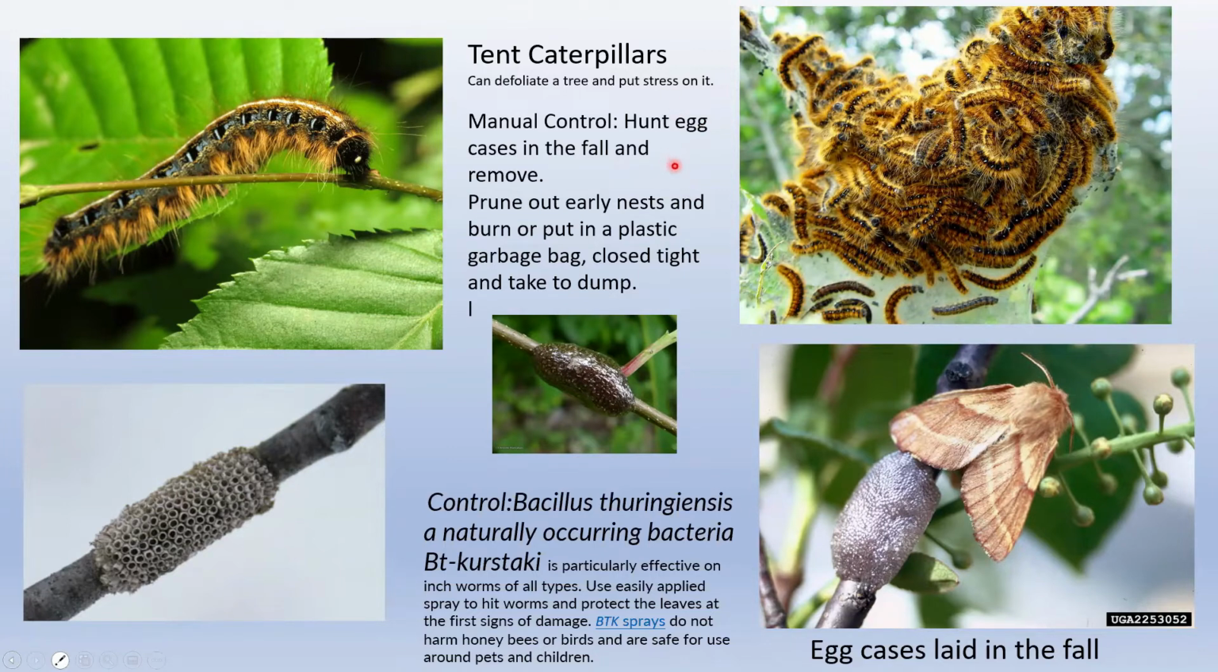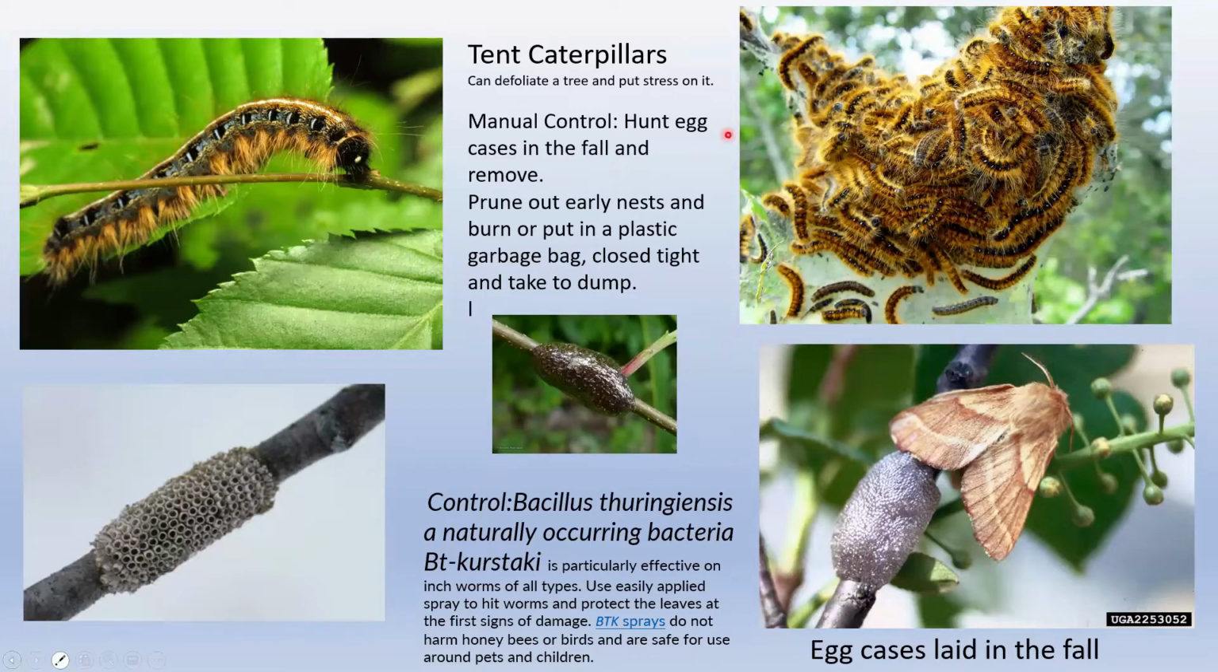Manual control: you can hunt the egg cases in the fall and remove them right here. This is what I used to do when I was a kid, because we had an apple orchard and it was my job to go around and find as many of these as possible. Of course, I would just squish them with my hands. Anyway, when you're a kid, you do a lot of things.